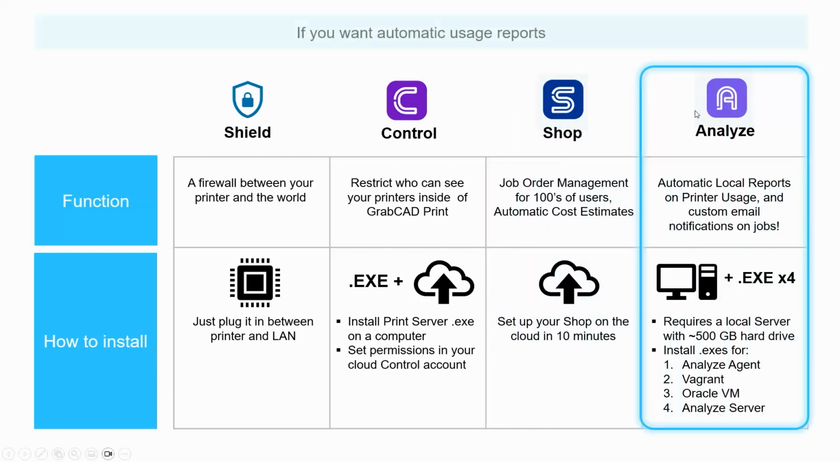And finally, if you want automatic usage reports, if you're spending 1 to 2 days a month making charts in Excel of how much ASA did we use, how much nylon carbon fiber did we use, how much other materials did we use, then you want Analyze. It's also good for those on the manufacturing floor. If you want to see how much uptime a certain printer has compared to your other machines, those dashboards are in Analyze as well as custom local email notifications. So if you want to be notified when your printer is 17% away from running out of material for this job, that's something you can script in Analyze.